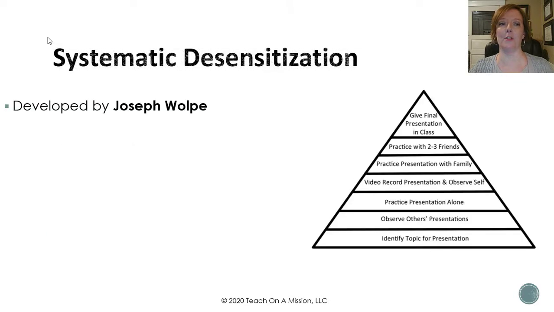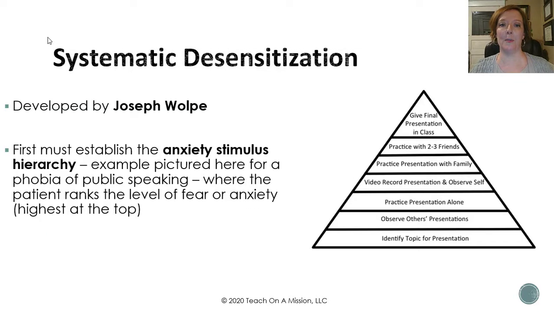This type of therapy was developed by Joseph Wolpe. In systematic desensitization, you first must establish the anxiety stimulus hierarchy. And this is an example here on your screen used for a phobia of public speaking, where the patient ranks the level of fear or anxiety.